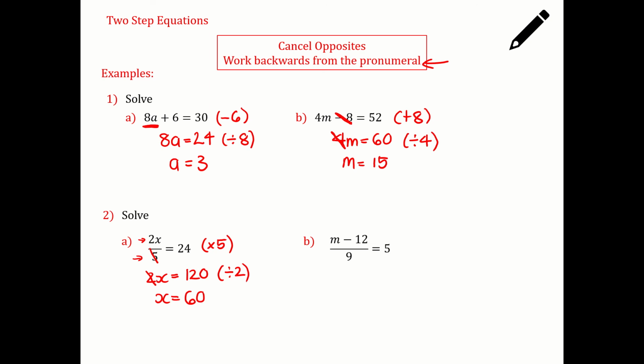Okay, here we've got another equation. I've got m take away 12 divided by 9. If I'm working backwards, the opposite of dividing by 9 is multiplying by 9. So if I multiply this side by 9, it cancels out, and I'm left with m take away 12. If I multiply the other side by 9, I get 45. Then the opposite of taking away 12 is adding 12. These are opposites, so they cancel out. And I get m equals 45 plus 12, which is 57.